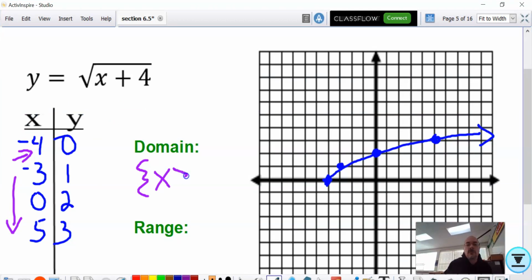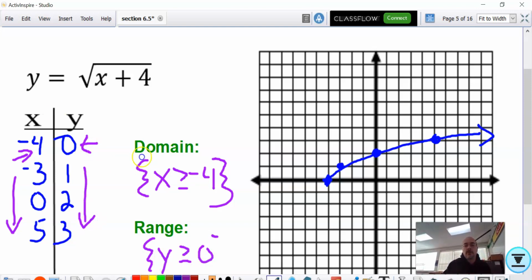Okay, so x is greater than or equal to -4. The range value, though, starts at 0 and gets bigger. So y is greater than or equal to 0. So this time the domain value changed.